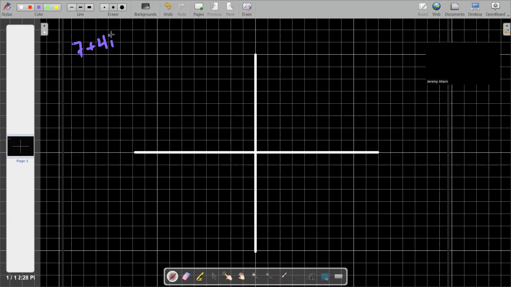So the right one. Right. So 7 to the right and 4 up. So 1, 2, 3, 4, 5, 6, 7, 1, 2, 3, 4.